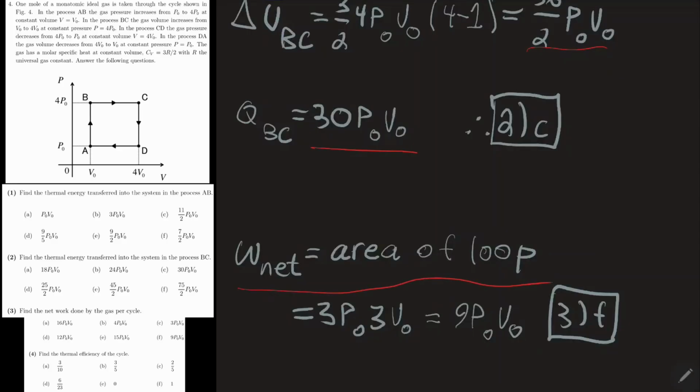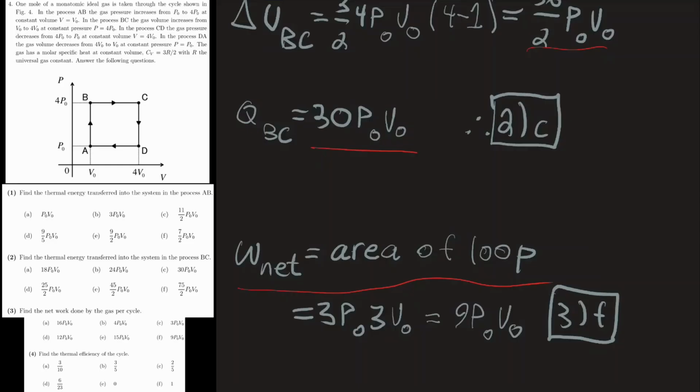The net work done by a loop like this, right? We have a loop going from A to B, B to C, C to D, and D back to A. So the loop on a chart like this, where you have volume and pressure, is just equal to the area of the loop. And our loop is just a square, so finding the area is really easy. One side length is 3P, and the other side length is 3V. So the area is 9PV, and that is the net work done, and that is option F.